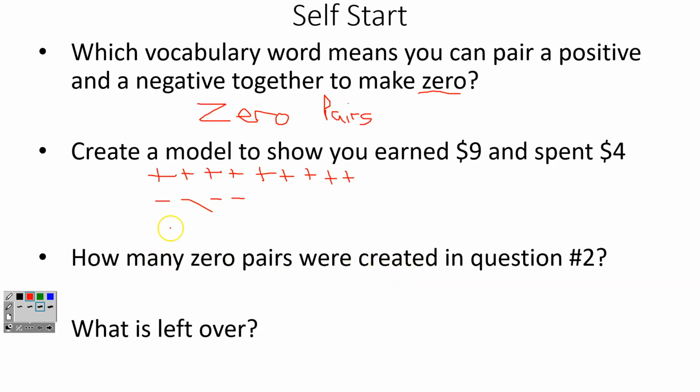How many zero pairs were created? Well, how many times can I take a positive and a negative and put them together? 1, 2, 3, and 4. So how many zero pairs were created? 4. What's left over? Looks like you have 1, 2, 3, 4, 5 positives left over. There you go.